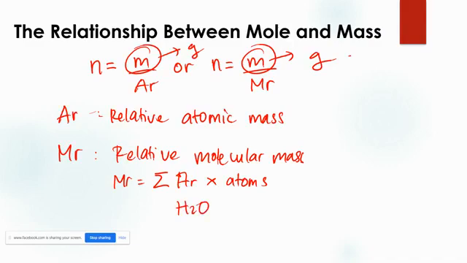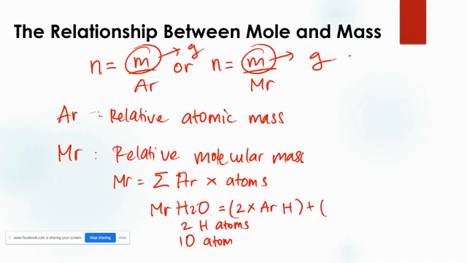Water has a chemical formula of H2O, and I want to calculate the MR of H2O. In water molecule, there are 2 hydrogen atoms and 1 oxygen atom. Okay, now let's try to calculate the MR of H2O. We have 2 hydrogen atoms here, so 2 times AR of hydrogen plus 1 oxygen atom, 1 times AR of oxygen.